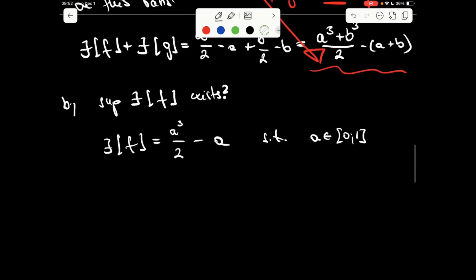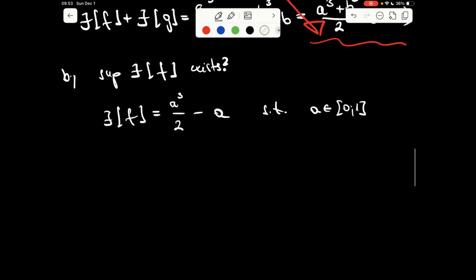Note that at the end of the day, J(f), the functional, is the function of a, and a moves in a closed interval. And because of the Weierstrass theorem, there is a minimum and there is a maximum to J(f), because J(f) as the function of a is continuous, and the interval over which a moves is compact. So now we need to solve it as an ordinary optimization problem.